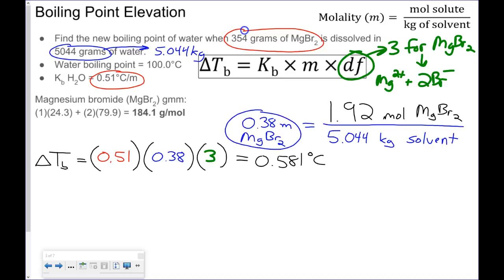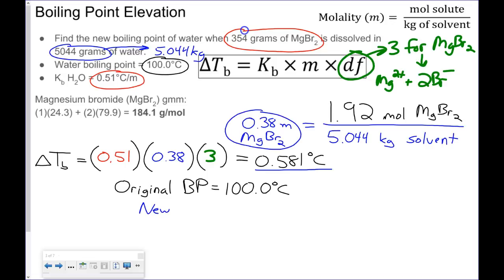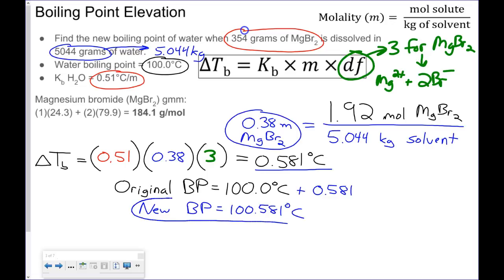So I'm going to multiply that by 3. That's going to work out to be a change in the boiling point of 0.581. Remember, not the new boiling point, the change in it. My original boiling point for water is 100 degrees Celsius. Now I'm going to add to my original boiling point 0.581. This is going to give me a final boiling point of 100.581 degrees Celsius. That is the new boiling point after I add that much solute.